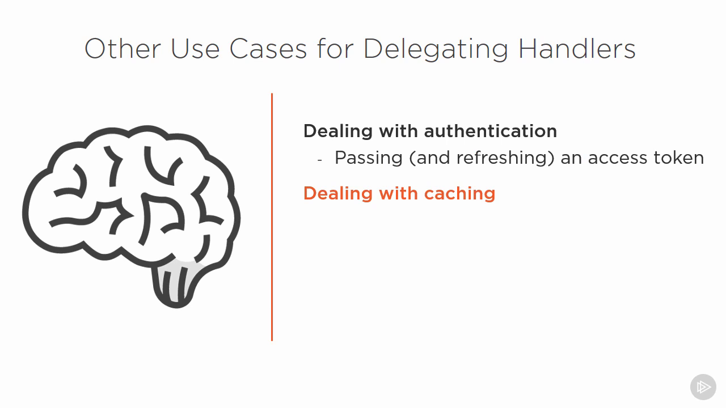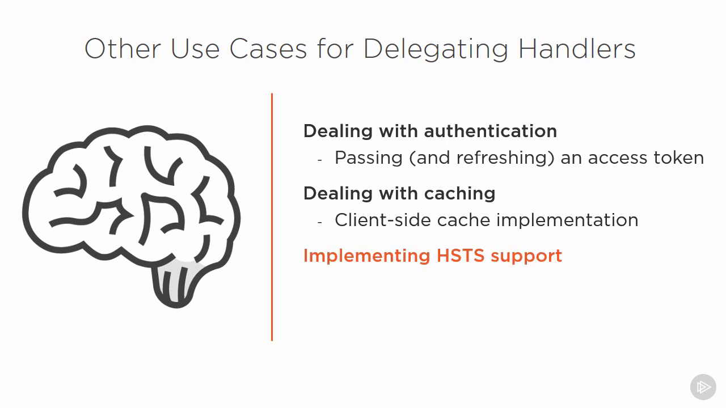Caching is also a typical thing to handle via a delegating handler. The handler is responsible for checking whether the response can be served up from a local cache or that it has to effectively communicate with the API to get a response. Another sample is one that Maarten Balliauw recently published, an HSTS handler.